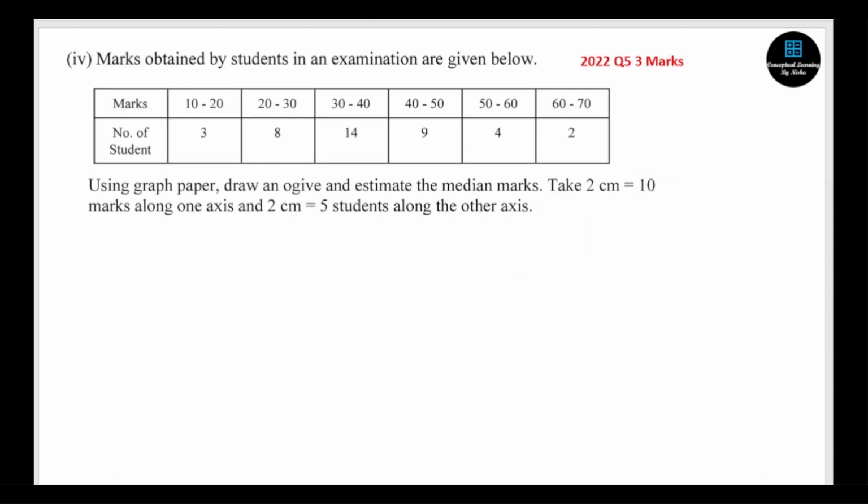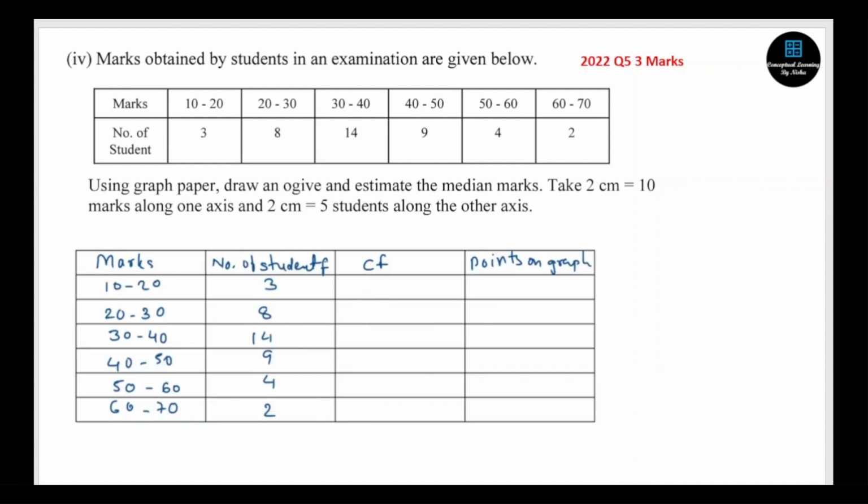Alright. Now in this question we are given the marks and number of students, and we have to plot the Ogive graph and then estimate the median. Also the scale is given, so based on that we have to plot the graph. First of all, to plot the Ogive we have to find the CF, right? So we'll write the table for CF. So 3, and then we'll get 11, 25, 34, and then 38 and 40.